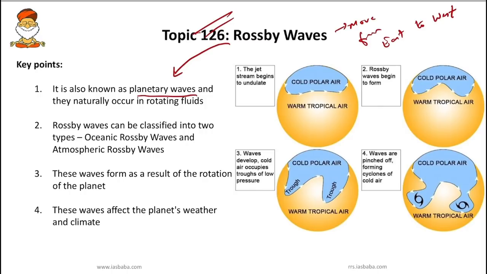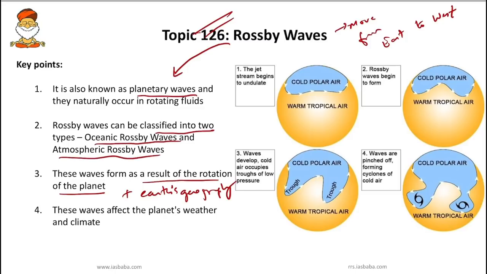And these Rossby waves are formed as a result of rotation of the planet and Earth's geography. So these are the things which you have to remember. Rossby waves we can classify into two types: oceanic Rossby waves and atmospheric Rossby waves.